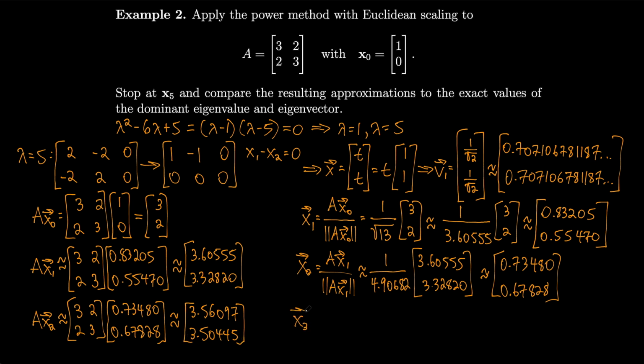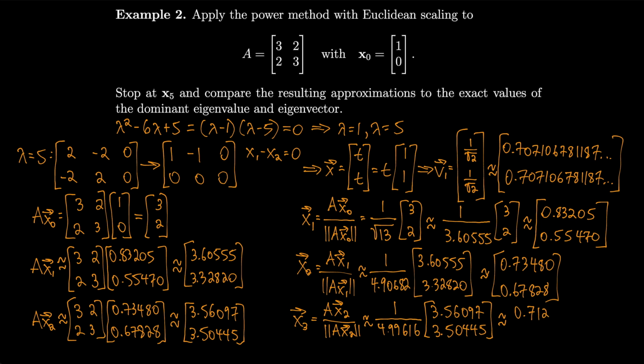So that gives us an x3 equal to Ax2 over the length of Ax2, which is approximately 1 over 4.99616 times [3.56097, 3.50445]. So we get [0.71274, 0.70143].